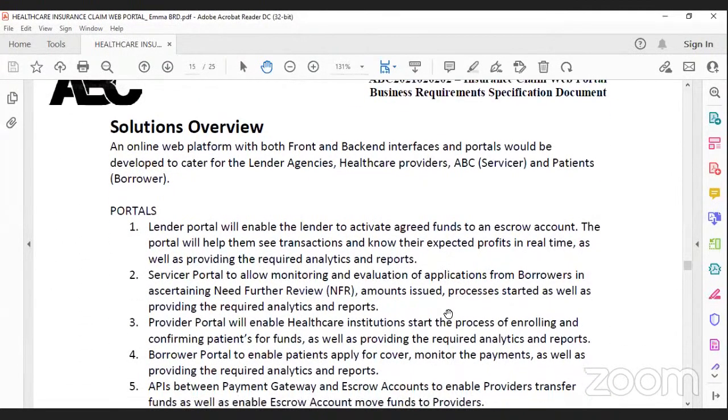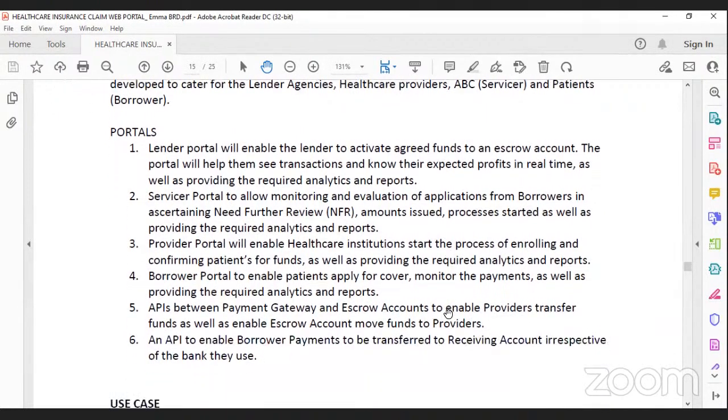Now, solutions overview. What we want to give you is an online platform with both front end and back end interfaces and portals which will be developed to cater for the lending agency, the healthcare provider, the servicer, which is ABC, and then the patient, which is the borrower. Now, we have 6 portals: the lender portal, the servicer portal, the provider portal, the borrower portal, some APIs for the payment gateways, and then an API also for the borrower gateways.